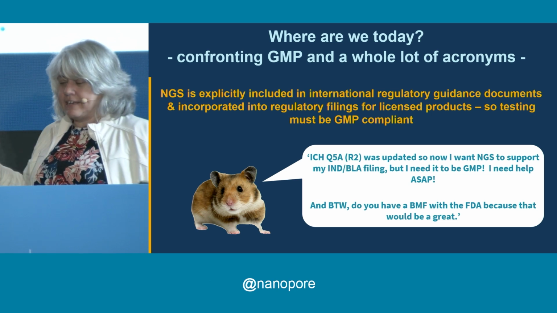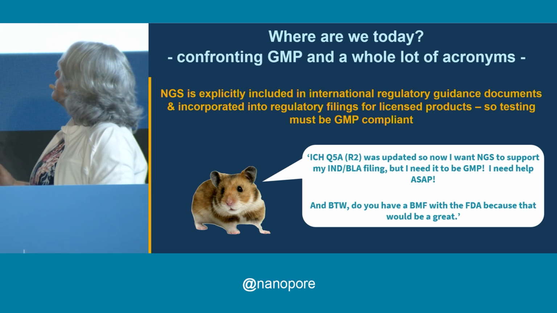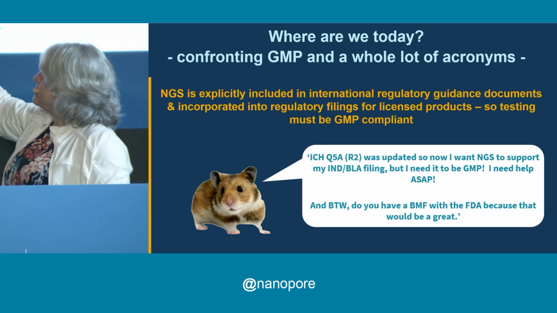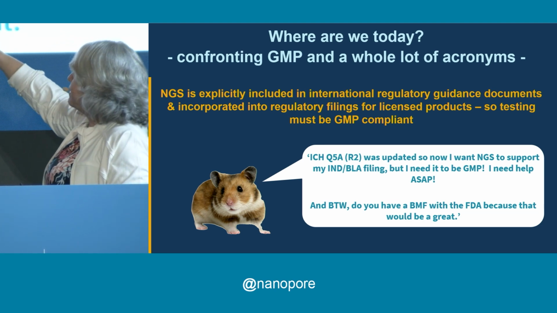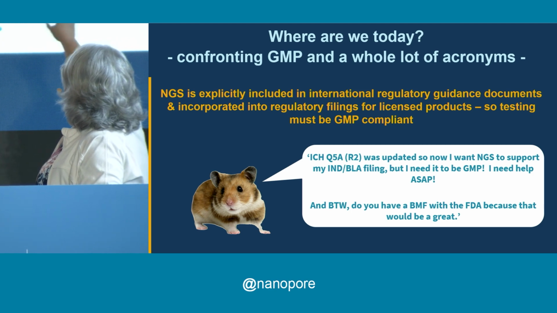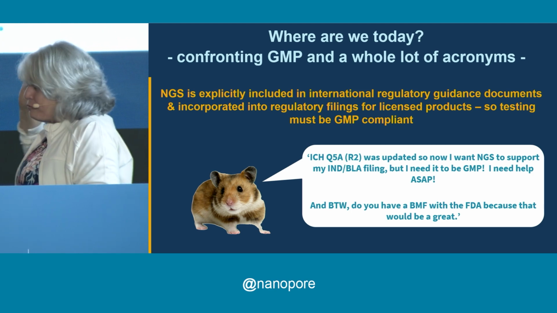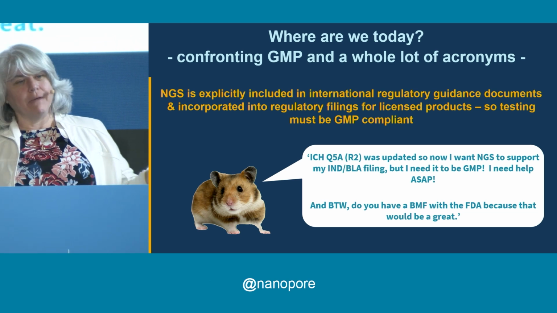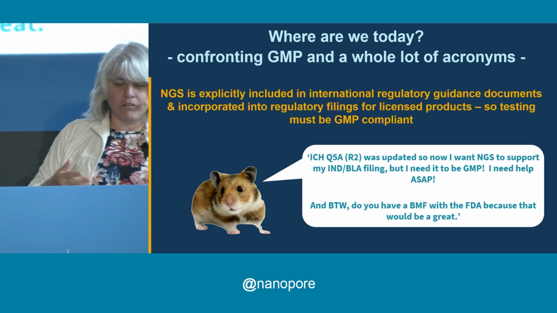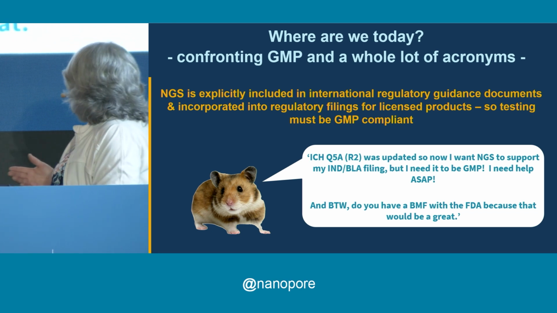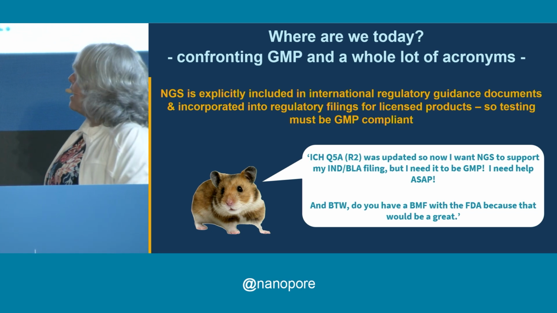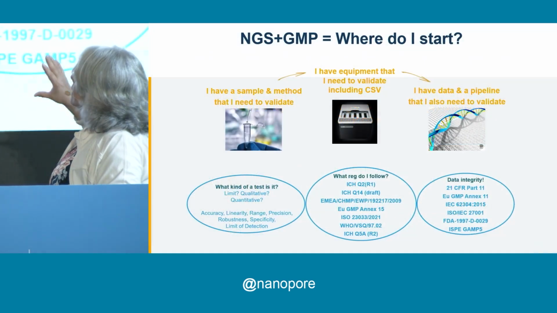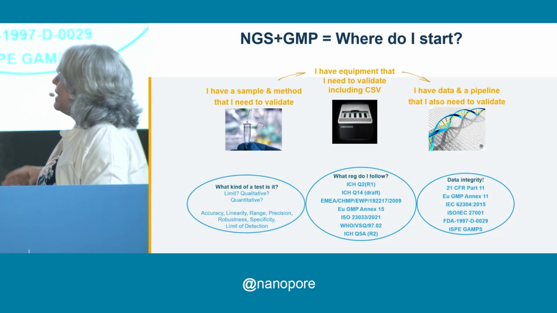So we have a lot of clients now saying, we want to use sequencing, and it has to be GMP, and it needs to support my IND or BLA, your investigational new drug or biologics license application. But I need it to be GMP, I need it ASAP, and while you're at it, do you have a biological master file that I can reference, or a drug master file that I can reference? Because I don't want to look through all your data, but I want to see your validation packages, and those things are just massive documents. So that's what we keep getting asked for. So where do we start, right?